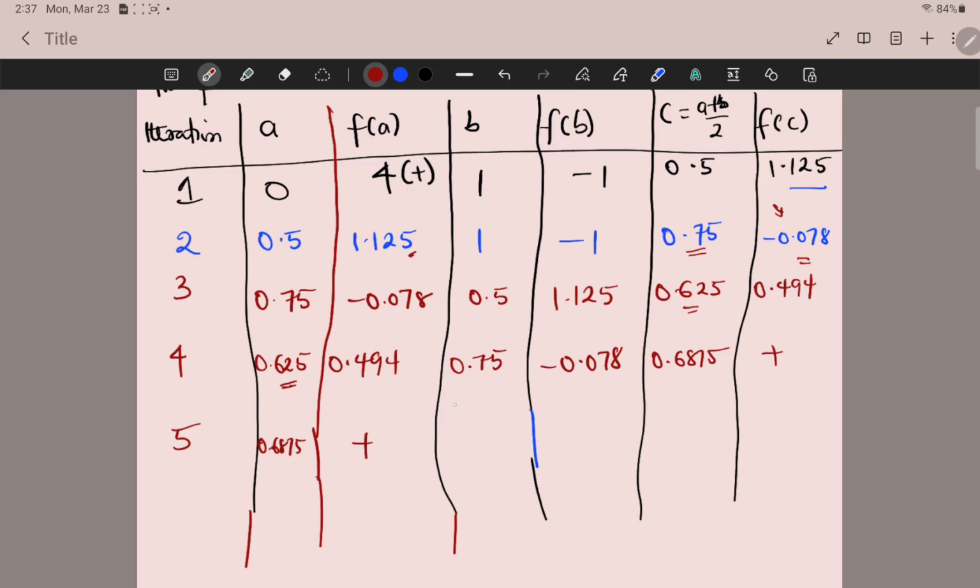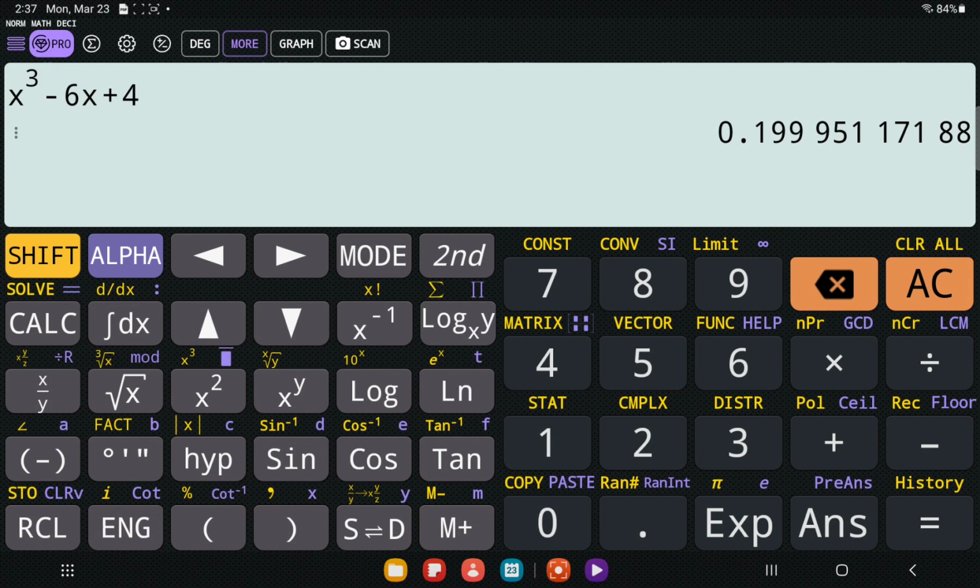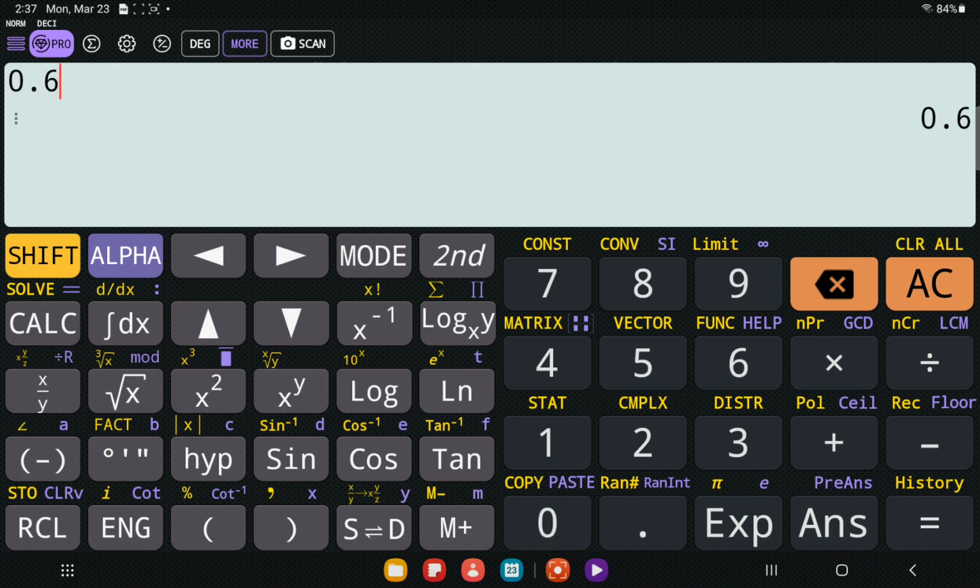So this is 0.75. You can see that F of this guy is a negative, so I don't need to. I just need to come to my calculator and write calc at 0.6875. Calc at 0.75. Okay, the middle ground is 0.71875.